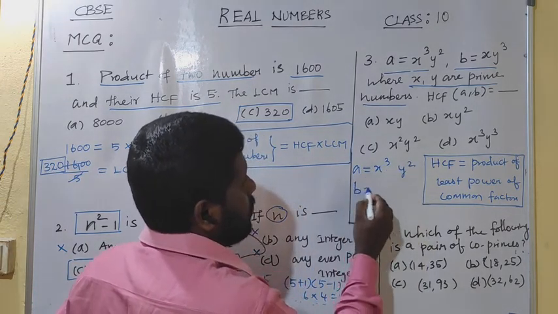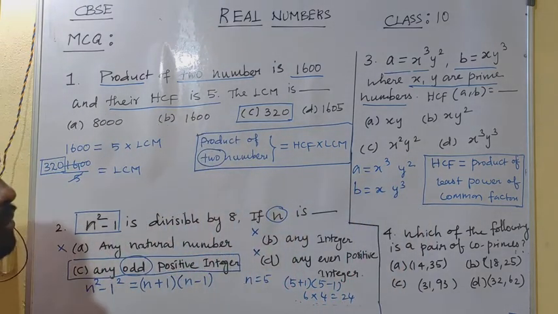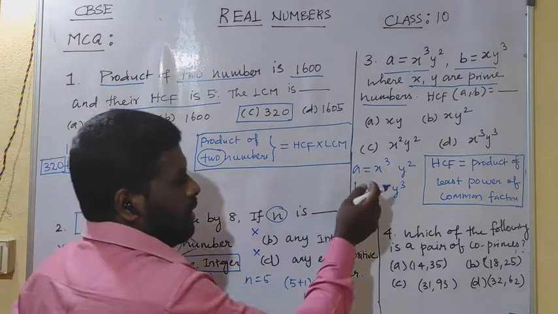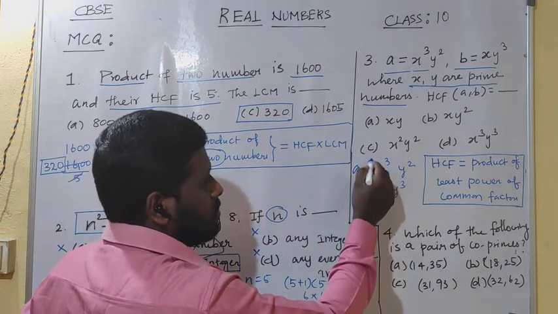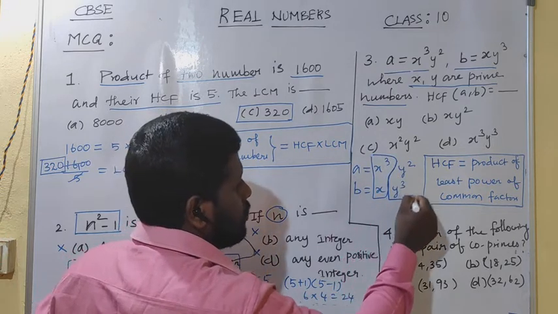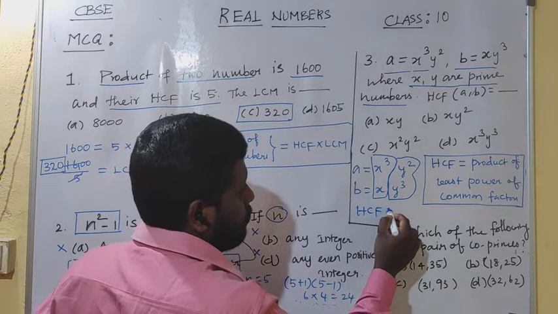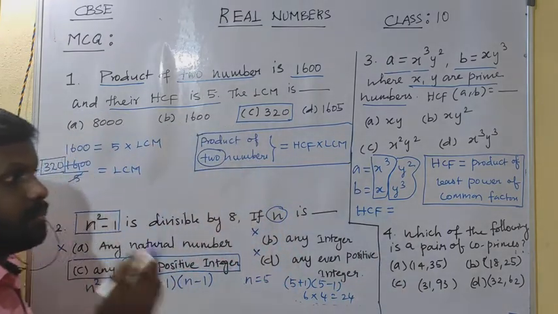Next, B is equal to x into y cube. Now I am checking what the common factors are. X is a common factor, and here y is also a common factor. When I am finding the HCF, I have to take only the least power.